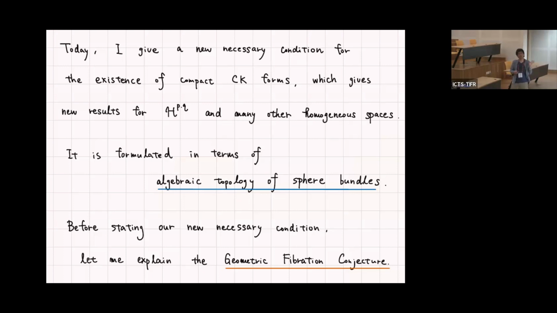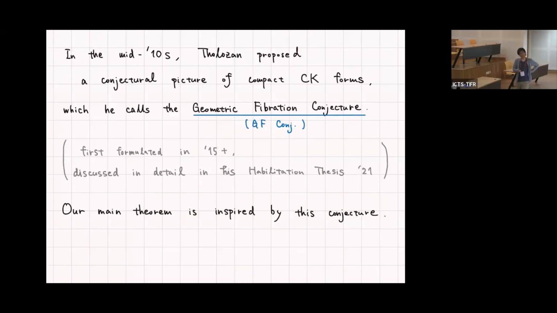This is formulated in terms of algebraic topology of sphere bundles. The statement is stated in terms of some algebraic topological terminology, although the proof is in fact differential geometric. But before stating our new necessary condition, let me explain the geometric fibration conjecture, which is a conjectural picture of the geometry of G/H/Gamma. So in the mid-2010s, about 8 years ago, I think, Nicolas Tolozan proposed the conjectural picture of the compact quotient, which he calls the geometric fibration conjecture. And our main theorem, or its proof, is in fact inspired by this conjecture.